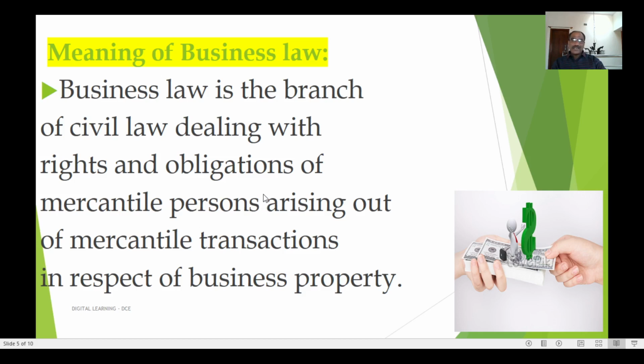The business law consists of the rights and obligations of the business law. It deals with the rights of the mercantile persons, and also what are the obligations and responsibilities of the mercantile persons arising at the time of doing the mercantile transactions in respect of business property.